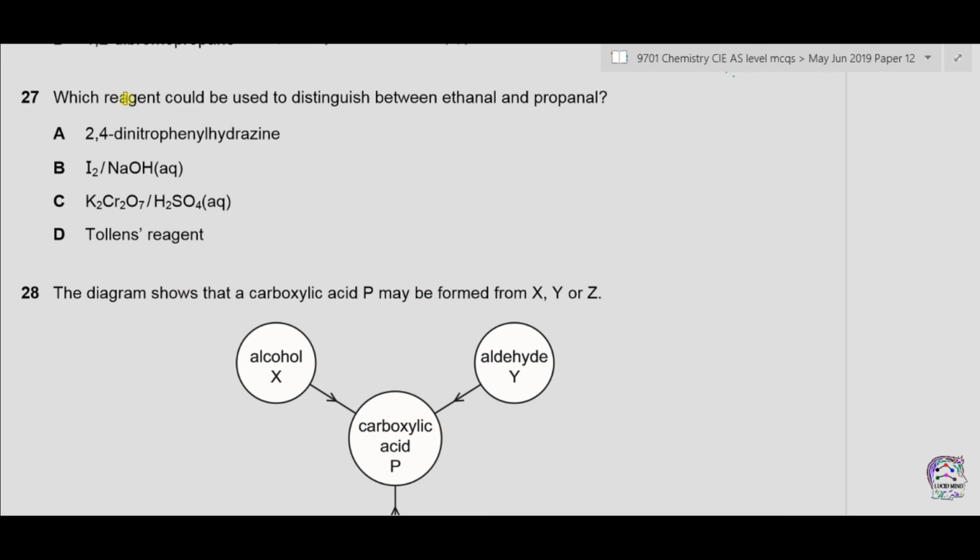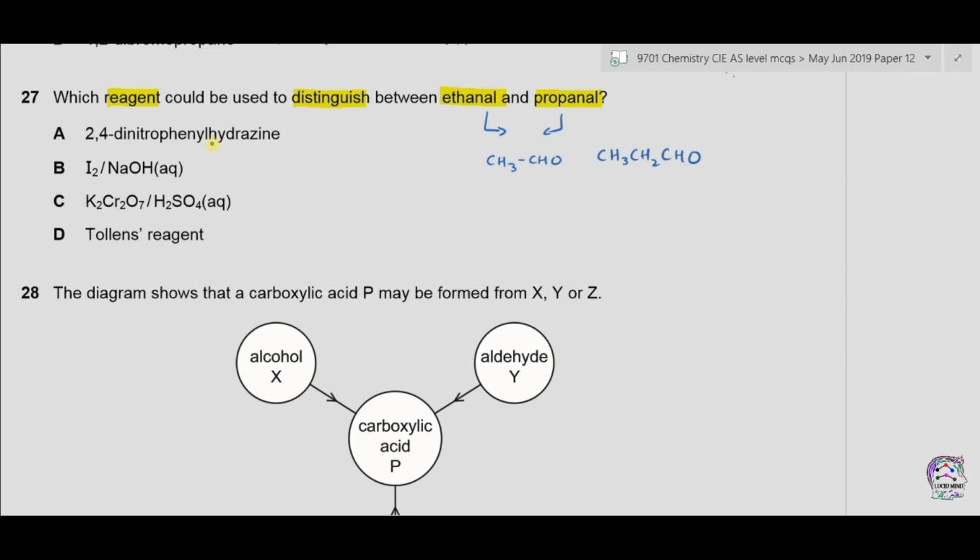Question number 27. Which reagent could be used to distinguish between ethanal and propanal? Now ethanal and propanal both are aldehydes. In ethanal we have two carbon atoms. In propanal we have three carbon atoms. Let's see how they can be distinguished from each other.